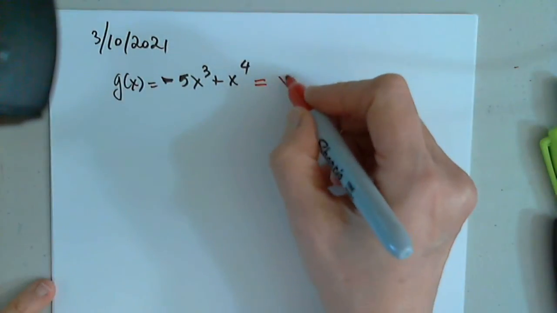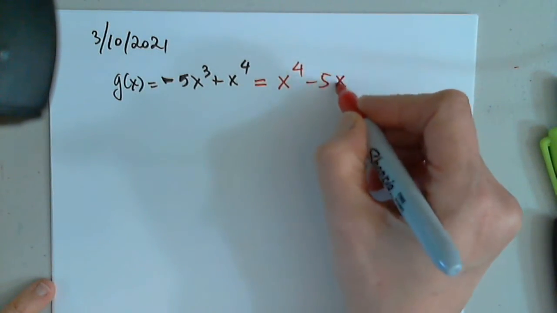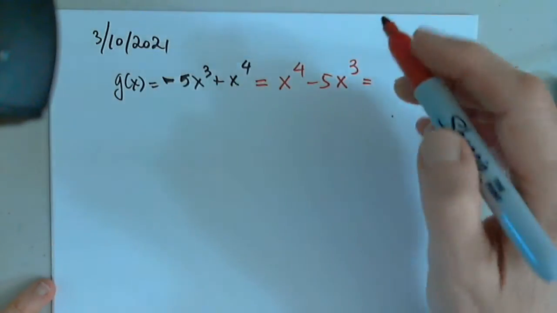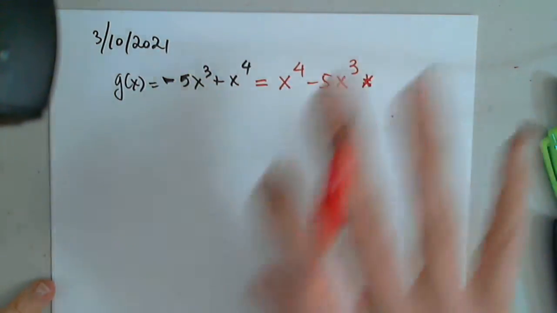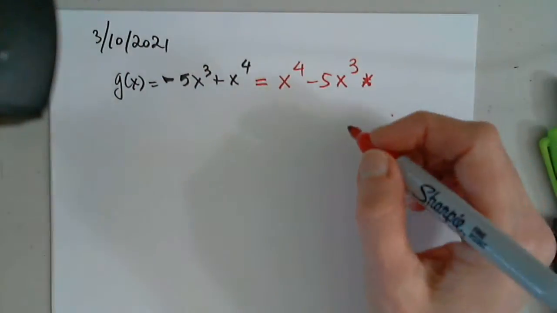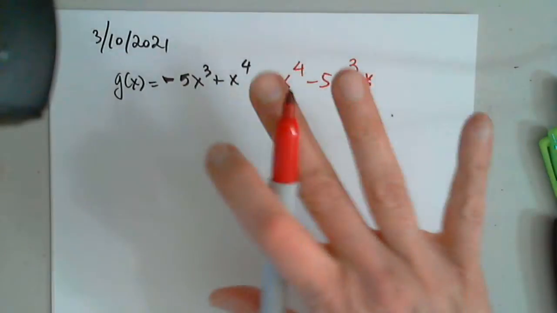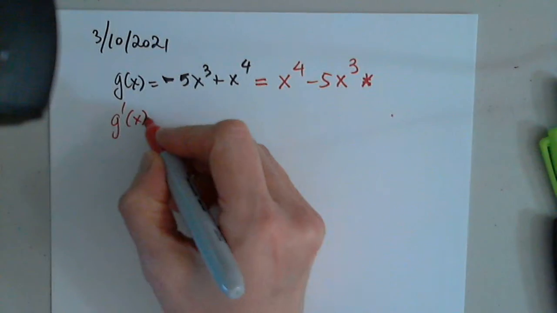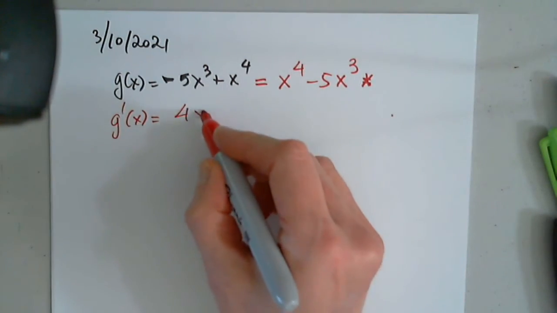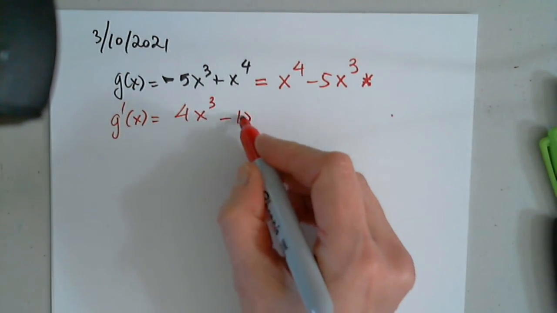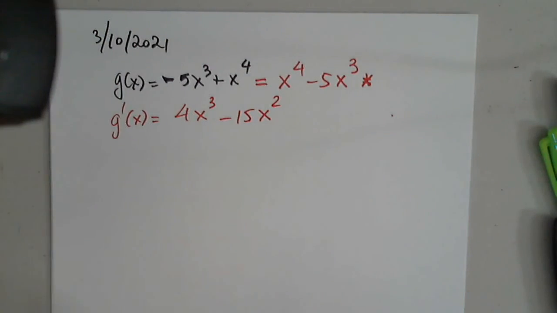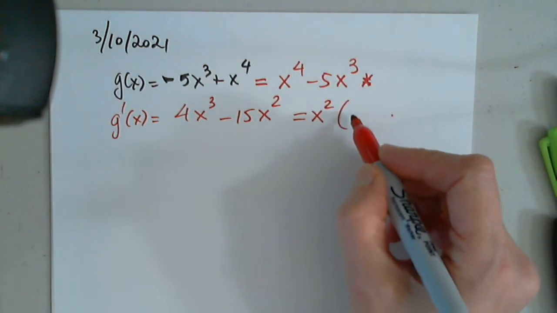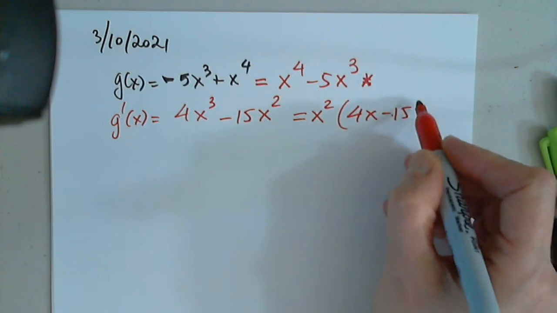This has to be arranged in the correct order. Then I will factor out if I need to. We're not graphing, sorry. That's good enough. If we are graphing, then I have to find the x and y intercepts, but I don't need to right now. We're not graphing. So we move on to g prime of x, which is 4x to the third minus 15x squared. And yes, I have to factor out x squared. And I have 4x minus 15.